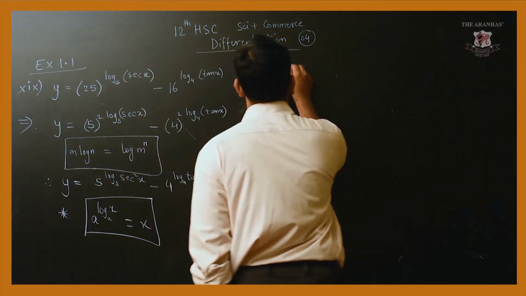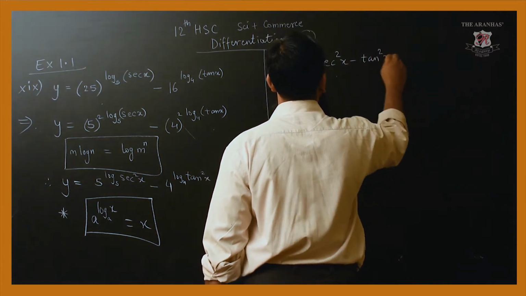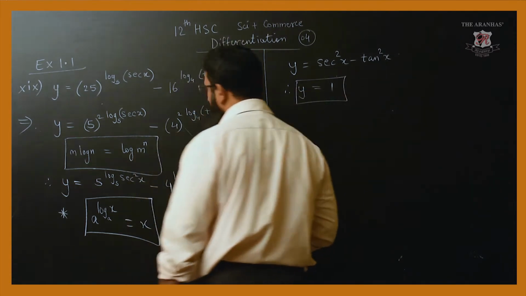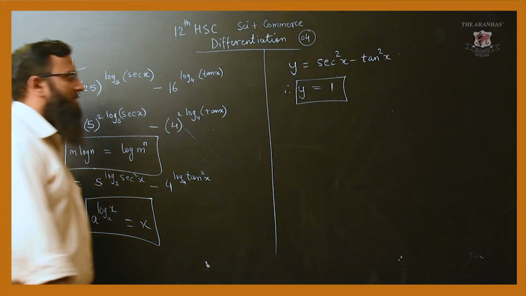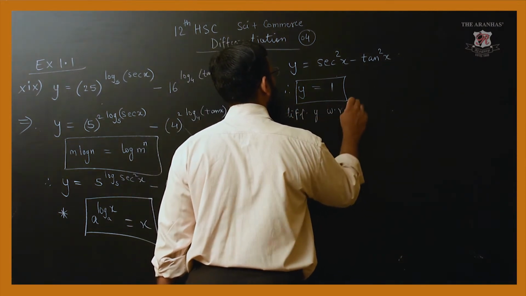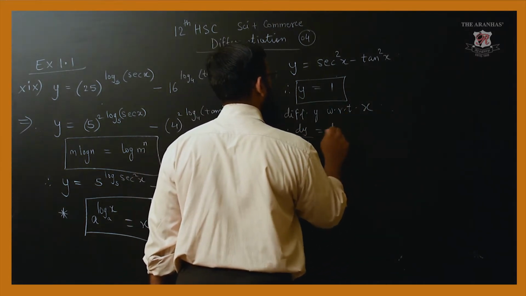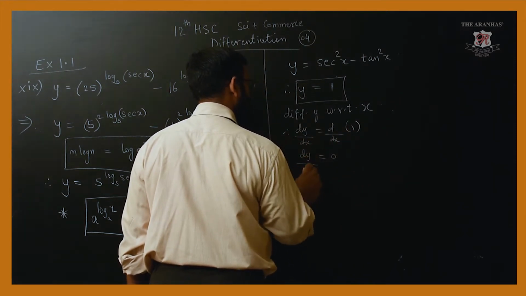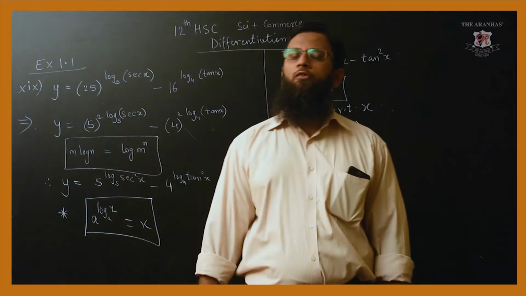So I can write y is equal to sec square x minus tan square x. And you know this is an identity, so my y comes out to be 1. Now let us differentiate this with respect to x. Since 1 is a constant, dy by dx will be d by dx of 1, which comes out to be 0. So the final answer is 0.